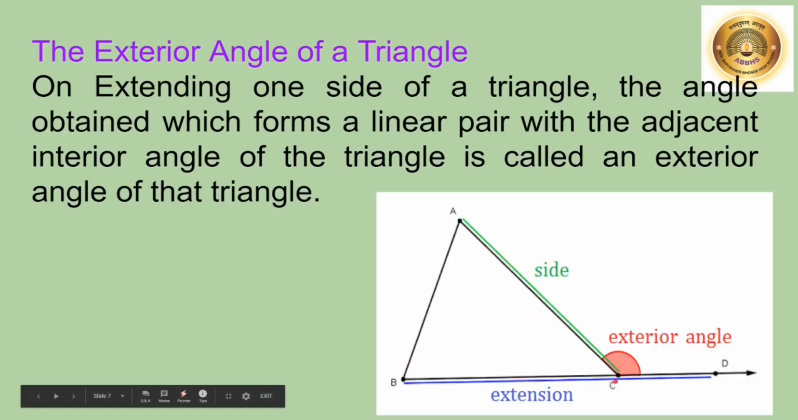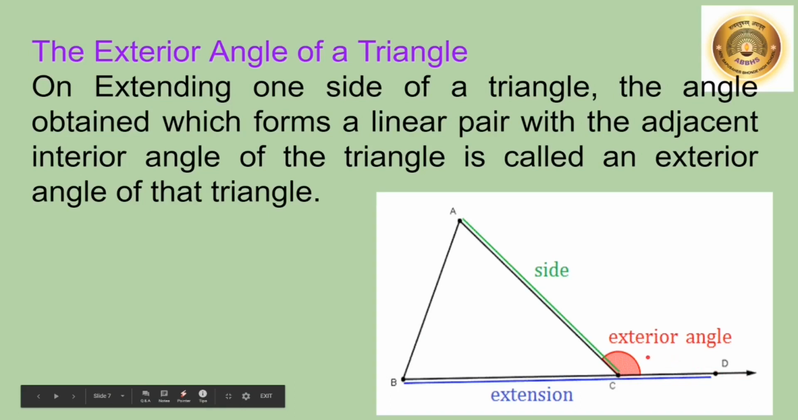ABC is a triangle. Now here we have extended side BC in this direction. Let us take a point D on that extension. This angle that you get over here, ACD, is the exterior angle.